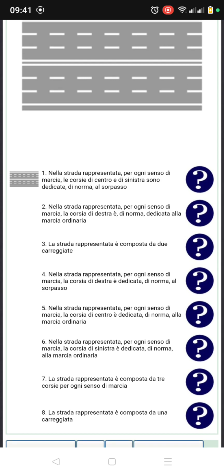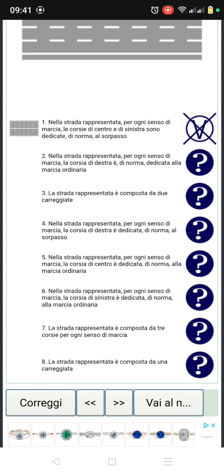Nelle strade rappresentato per ogni senso di marcia, le corsie di centro e di sinistra sono dedicate di norma al sorpasso. So this very road that we are seeing here, per every directional travel, le corsie di centro, the center lane and the left lanes, they are dedicated normally for overtaking, for sorpasso. Yes, it's true. The center lane and the left lane, yes, it's true.